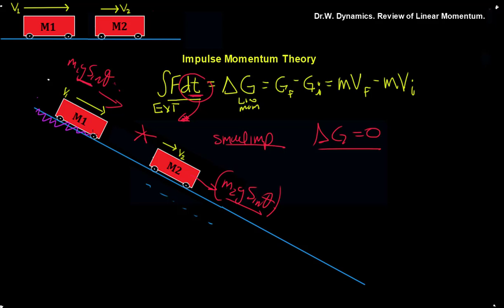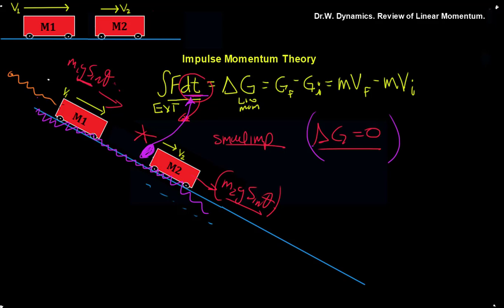What if there were friction acting on the surface? At the instant that they collide with each other, again, we'd have a very small amount of time, and as such, then we would say that there's a very small impulse and it would still conserve linear momentum.